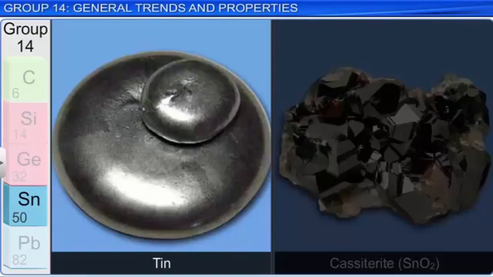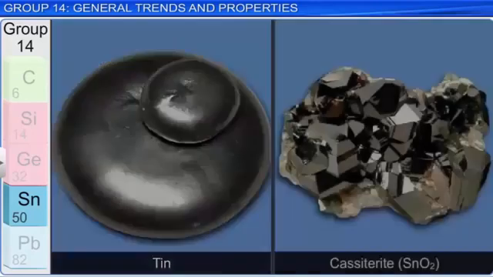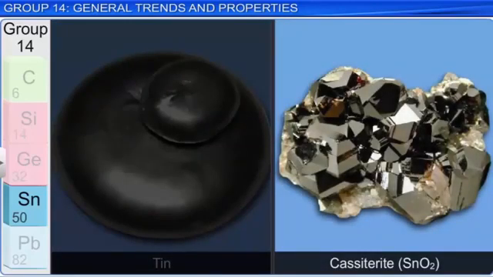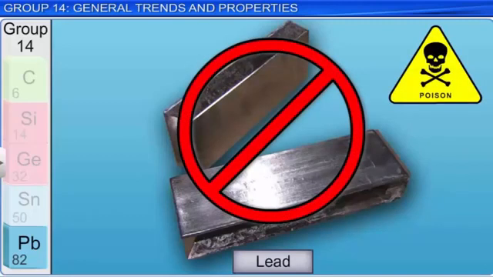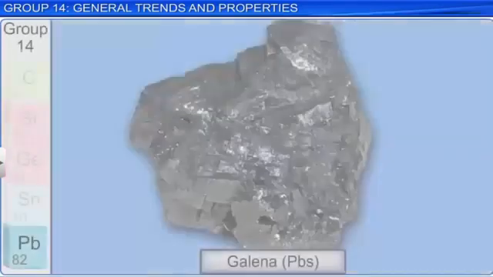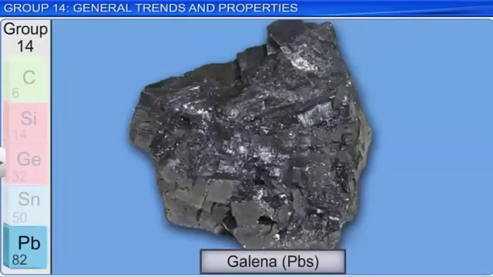Tin is mostly found as the ore cassiterite, shown in the photograph on the right. Cassiterite has the chemical formula SnO2. Lead is a very soft, greyish metal that is shiny when first cut. Lead has been used since ancient times. But lead poisoning can cause many serious health problems, especially in children. Lead occurs in nature mostly as galena, which has the chemical formula PbS.